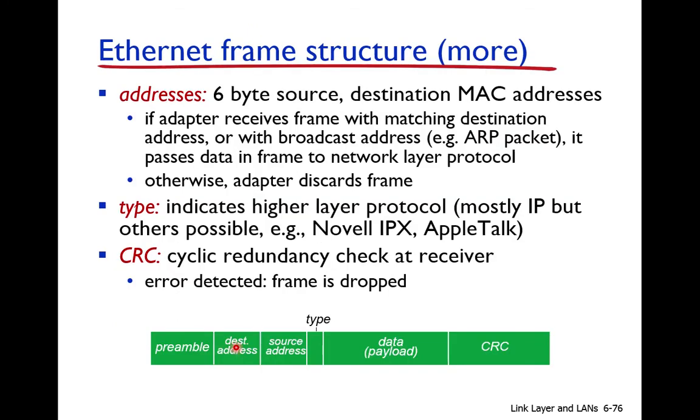The destination address is basically a 6 byte MAC address, a 6 byte destination MAC address, and a 6 byte source MAC address. MAC means physical layer address. Okay, so if an adapter receives a frame with a matching destination address, for example, if a node receives a data packet, the node compares the destination address in the data packet with its own address. If they match, then the node accepts the data, knowing it is for this node; otherwise it discards it.